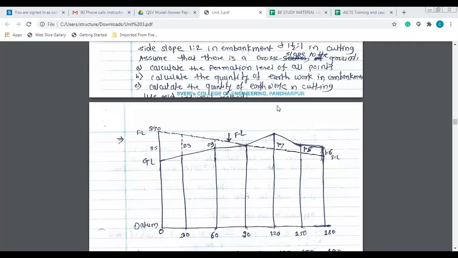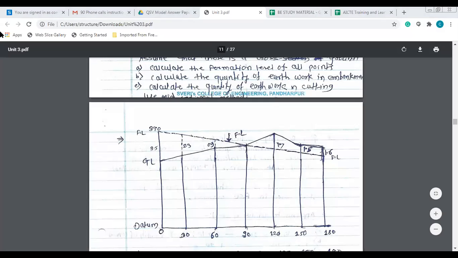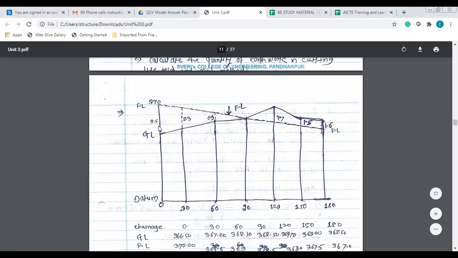Now at first you can draw this particular diagram. Don't draw these depths also. You can just draw this particular section only from datum 0, 30, 60, 90. Approximately you can draw one diagram like this. Formation level is 370. Just don't write the readings over here. These depths we have to calculate.